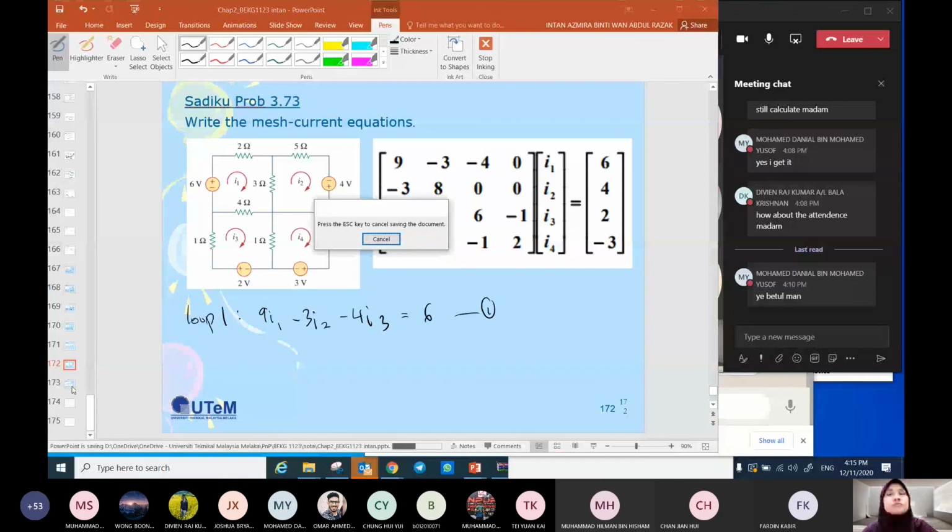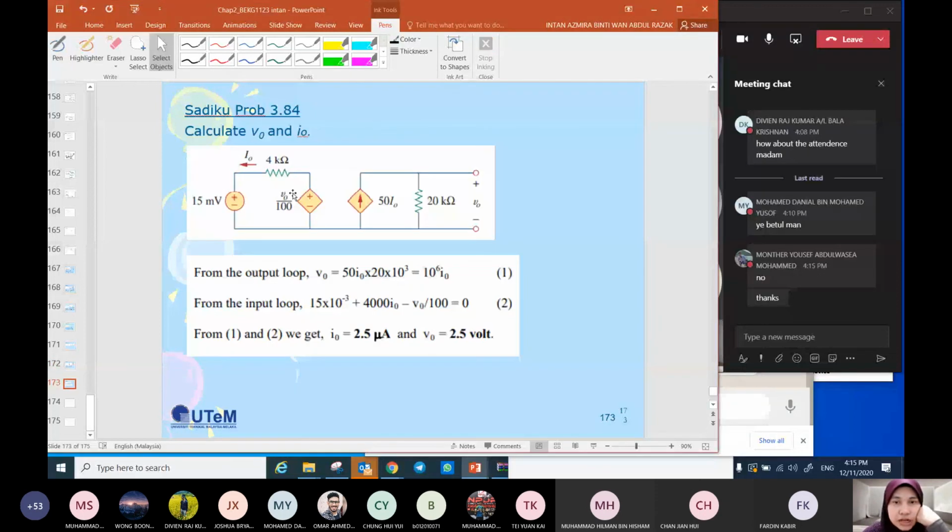This is our last question for today. Given a figure, the question did not specify what method to use. It is up to you; you can use any method that you want. The question asks you to find V0 and I0. V0 is the voltage drop across the 20k ohm. I0 is the current that flows through the 4k and through this path.